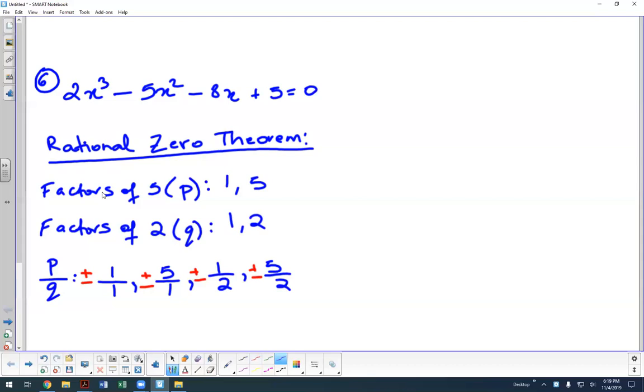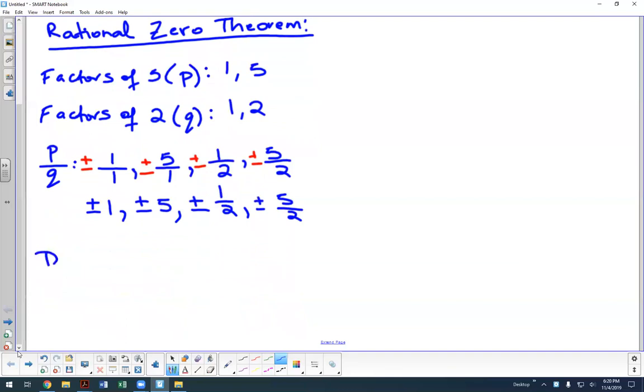Just cleaning these guys up, I will have positive and negative 1, positive and negative 5, positive and negative 1/2, positive and negative 5/2. So remember, rational zero theorem just gives us all the possible zeros that we can have. Now it's our task to try and narrow these options down. So with rational zero theorem, now let's move on to actually our Descartes' rule of signs.